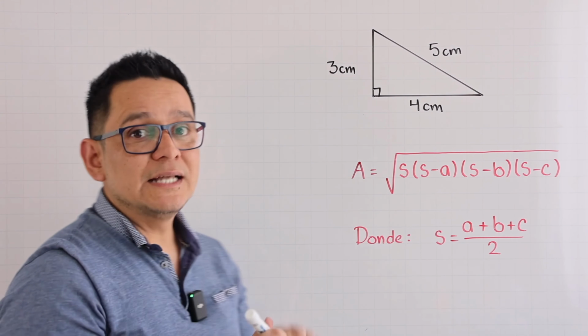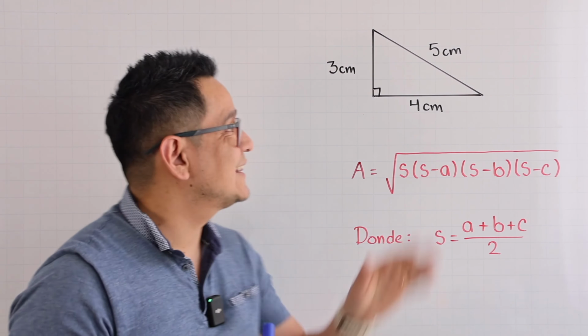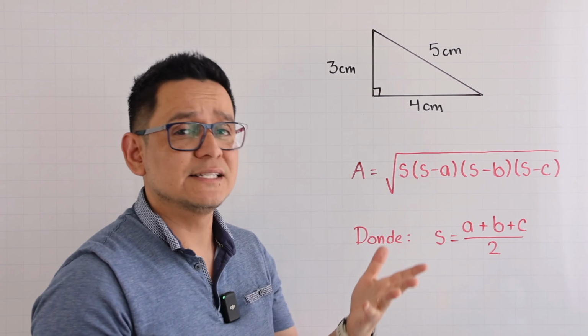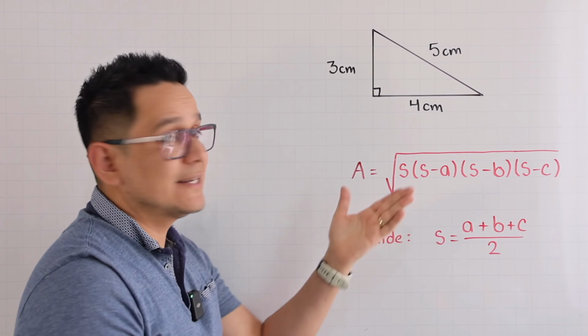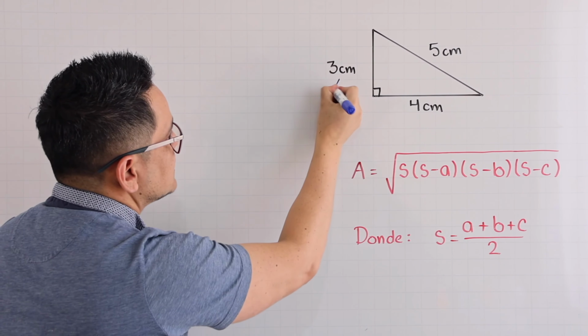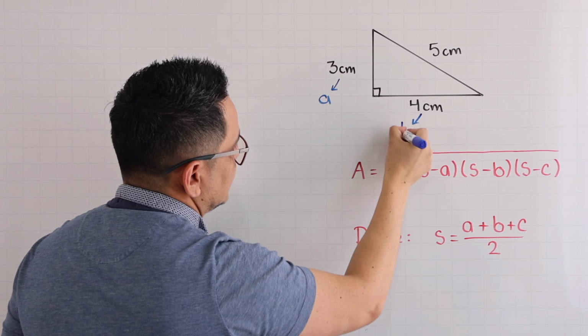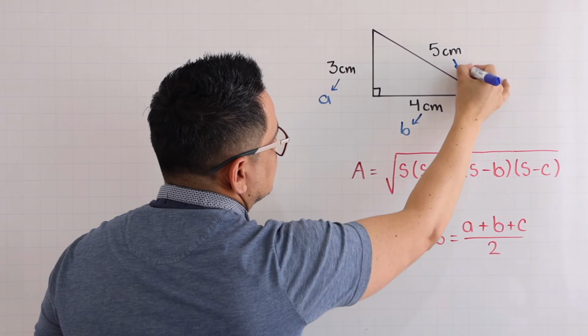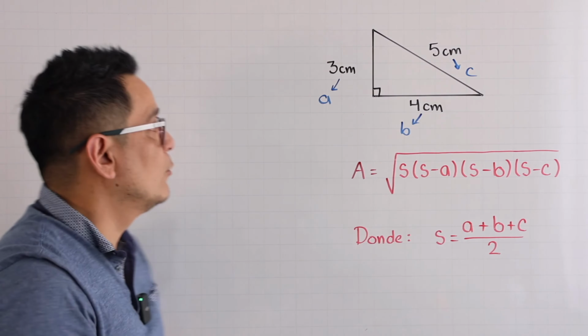The first thing I recommend you do is label each of your sides. That is, you're going to say which one is A, which one is B, and which one is C. It doesn't matter which one you choose. I'm going to say that this is side A, this is side B, and this is side C. Again, it doesn't matter how we choose them.